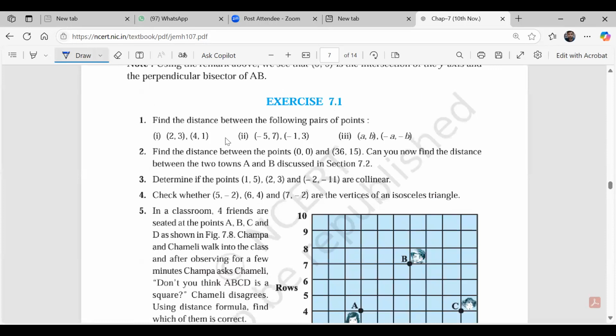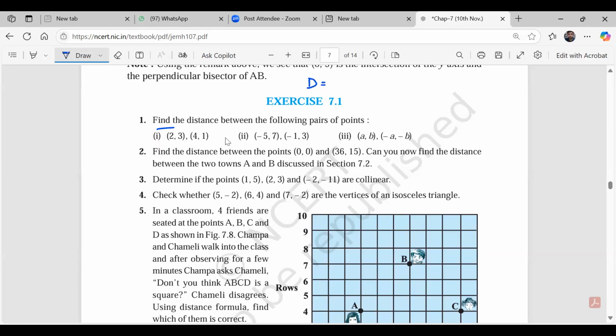See, find the distance between the following pairs. You have to find the distance between 2 comma 3 and 4 comma 1. Now I am telling you, you can take any one as x1, y1 and the other one as x2, y2, and you can use the distance formula to calculate the distance. Similarly, you will be able to find the distance in the second one. Similarly, you will be able to find the distance in the third one. If you are thinking how, let me show you how.